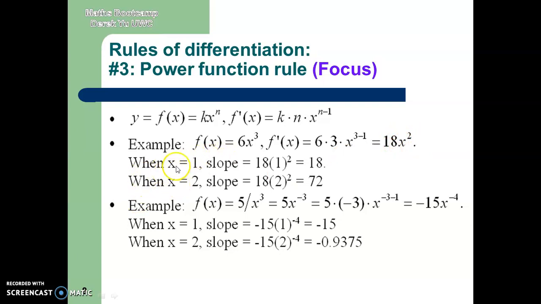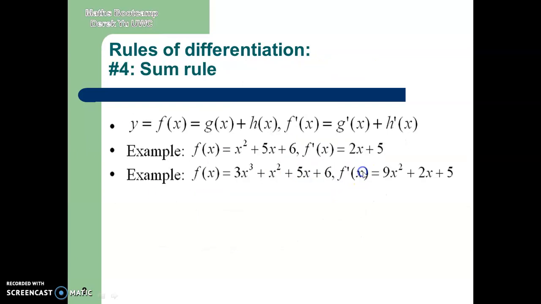Then you can substitute any x values you like to find out the slope of the nonlinear function at any x values you like. So for these 2 examples, you can see this nonlinear function is upward sloping when x equals 1 and x equals 2, but it is steeper when x equals 2. Okay, happy with that?